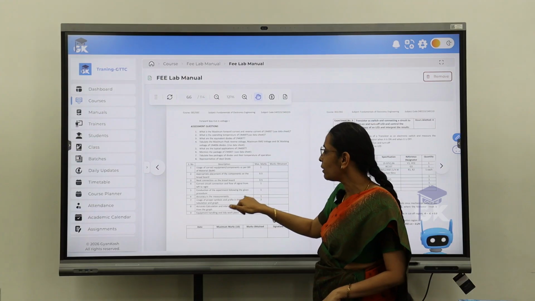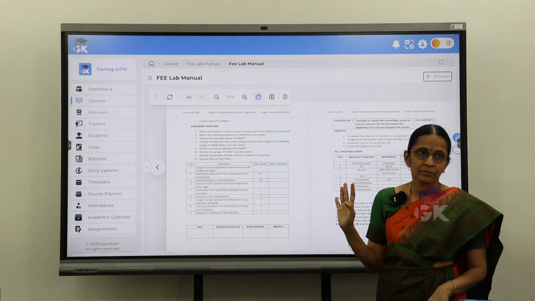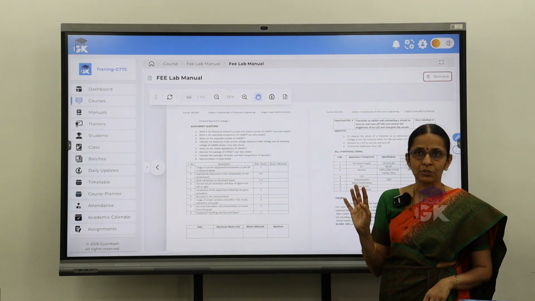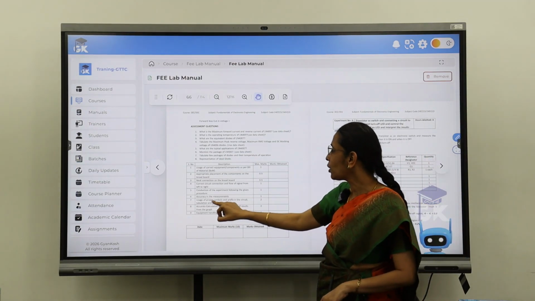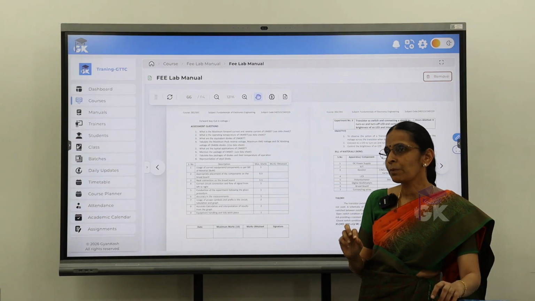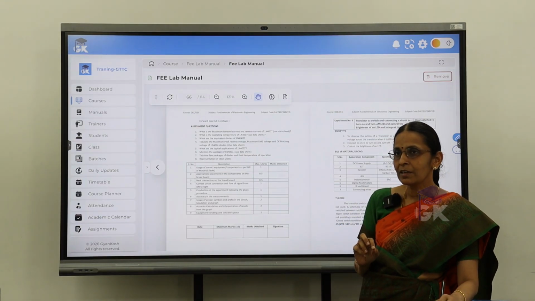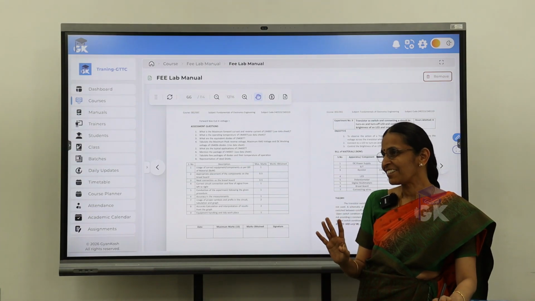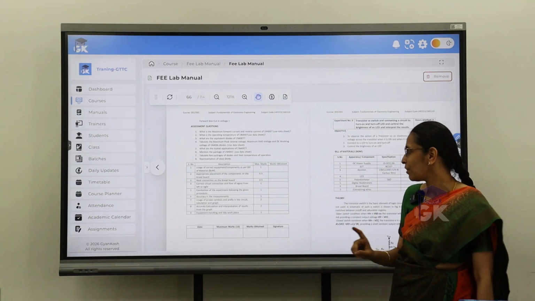Then conduction of the experiment following the given procedure, not on their own. Whatever procedure is given, stepwise they have to execute that. Next, accuracy in the measurements. Whether they are taking down the readings properly or not, all that has to be checked. Yesterday you were telling, it's not the case. Okay, so accuracy in reading is important.